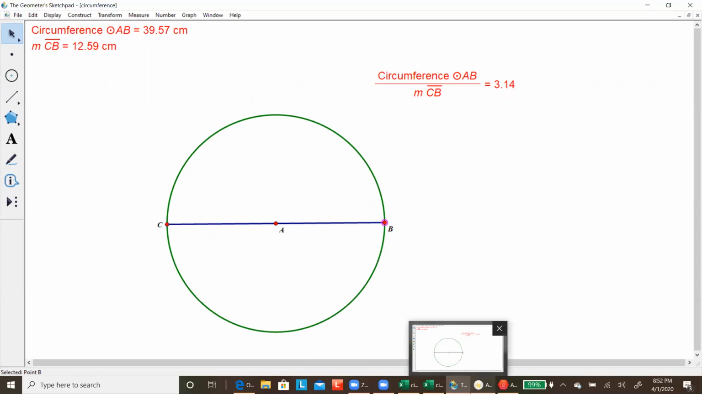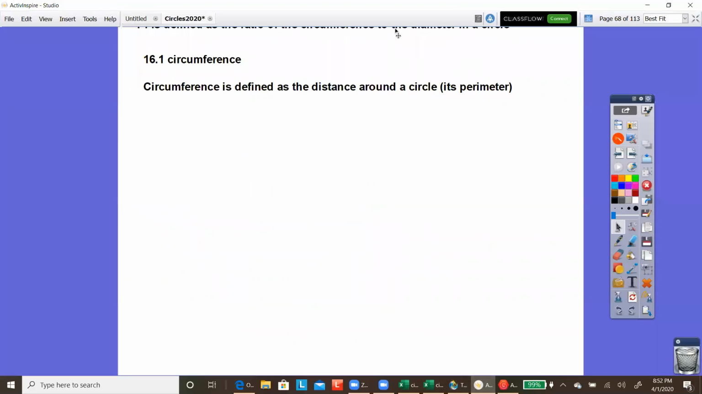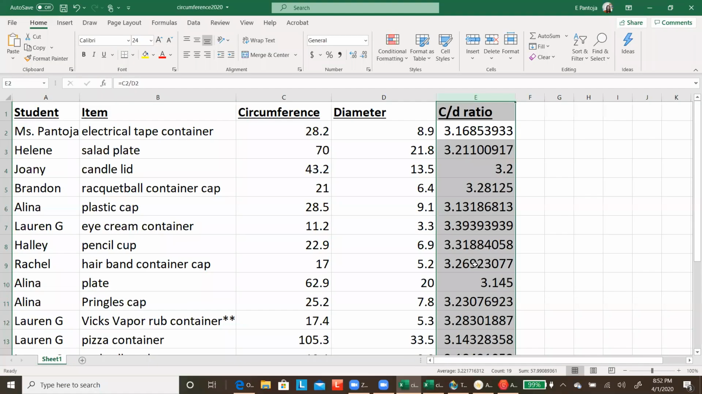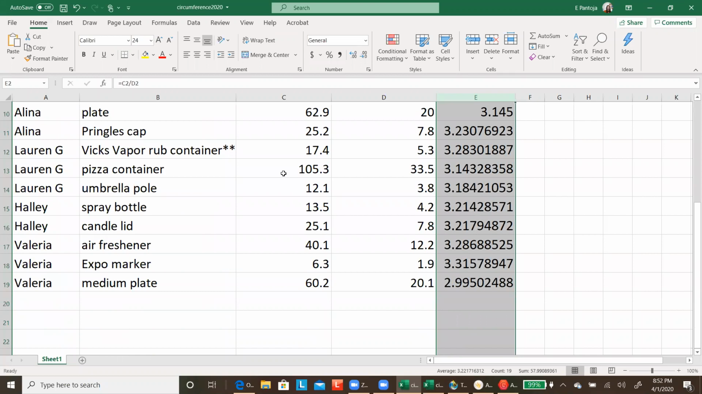So this number was given a name, and the name is pi. So what exactly is pi? Pi, and it's spelled P-I, is defined as the ratio of the circumference to the diameter in a circle, meaning the circumference divided by the diameter is the definition of pi. And that's the symbol for pi. Okay, now again, we kept getting close to 3.14. If we go back to the tables that we had, it seems like, if I'm not mistaken, I think here Lauren with this pizza container got close to 3.14.